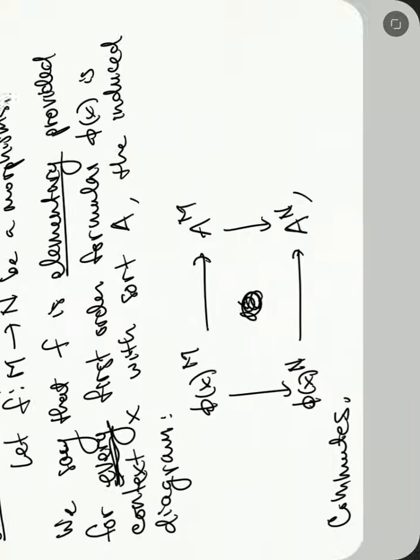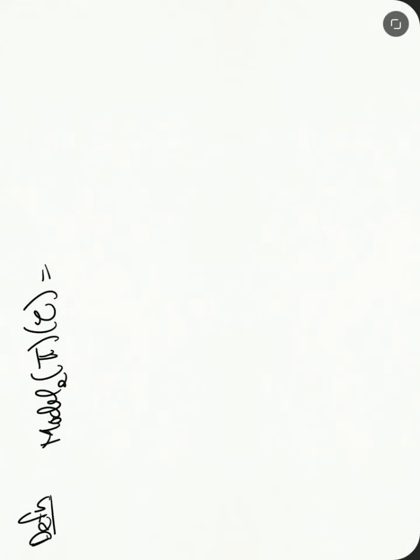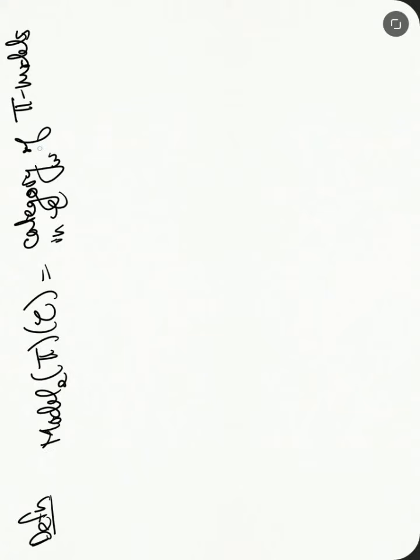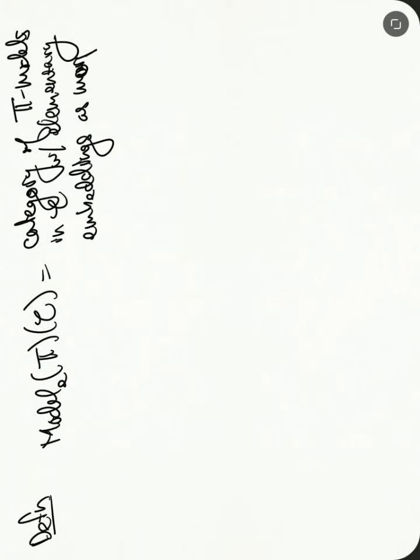And so definition, this is maybe a notation, Mod with a subscript E of T with values in C. So this is going to be the category of T models in C with elementary morphisms, elementary embeddings, as morphisms. So this is an important thing.